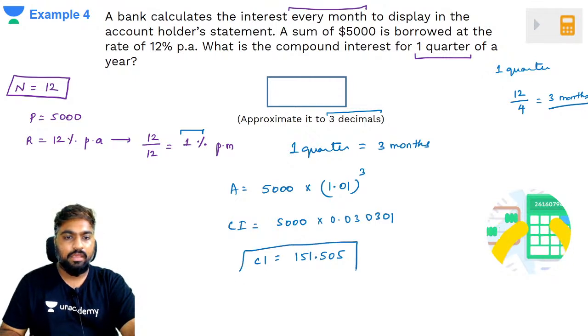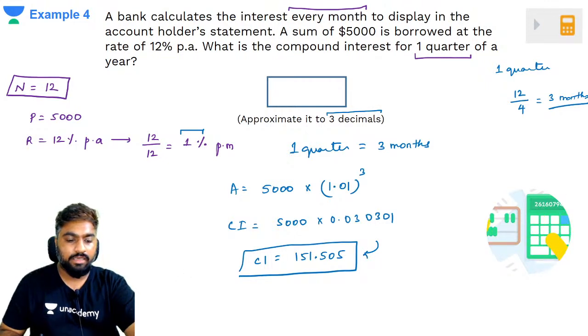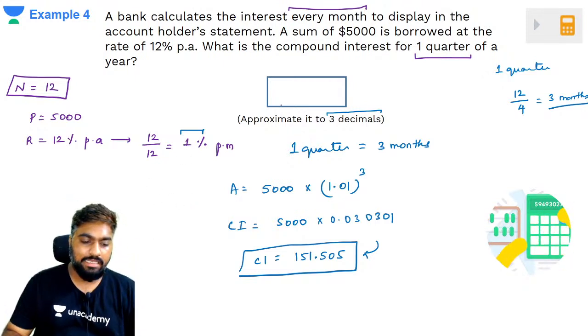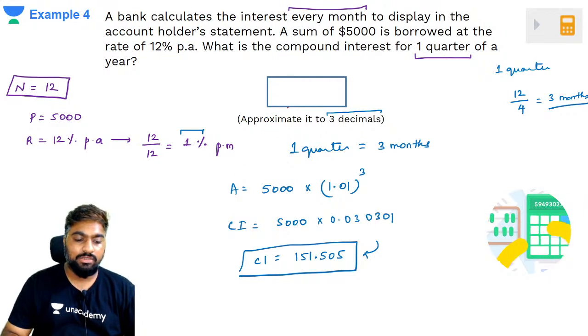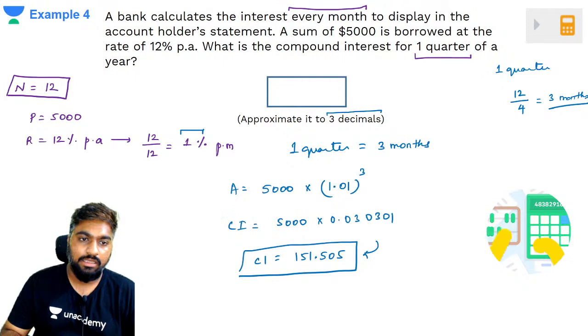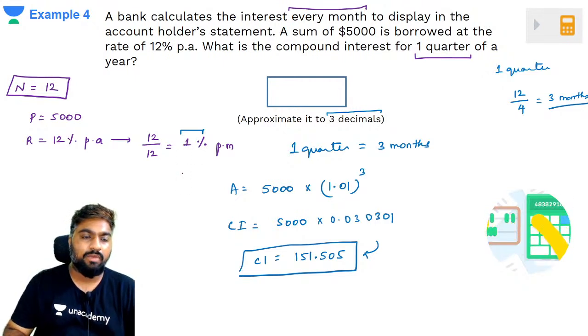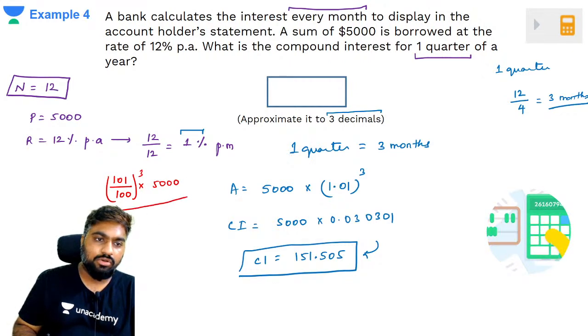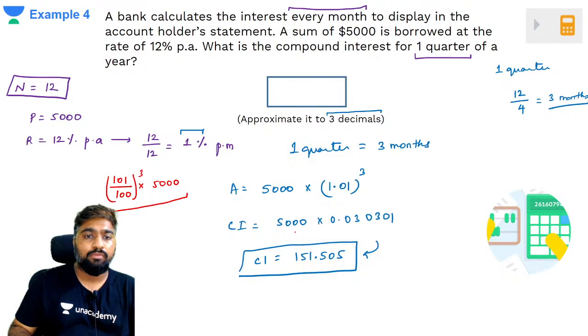But to do this you will need a calculator, so you have to be careful about that. If there were answer choices there would be no tension, but because answer choices are not there, it becomes a little complex. Or what you can do, 1% is nothing but 1/100, so you're basically doing 101/100 3 times for 5000. There's no other easier way apart from manually calculating. If you want to calculate manually, you can.